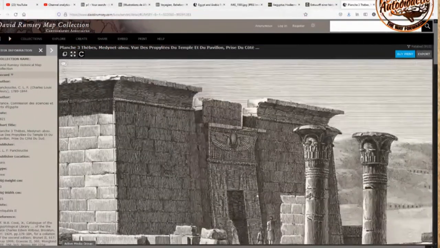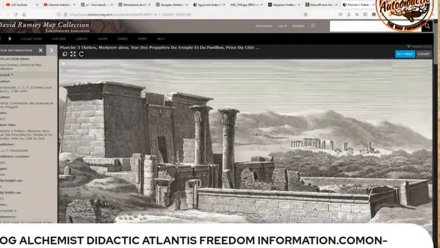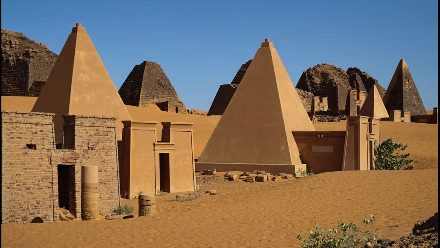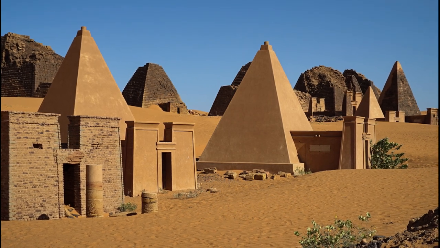The one on the right, that building on the right. Look at that one, right? That main building. Look at it. Stare at it. Stare at it. Now, click on the Nubian picture that I sent you. There you go. There's one. Look at those buildings outside the Nubian pyramids of Meroe.